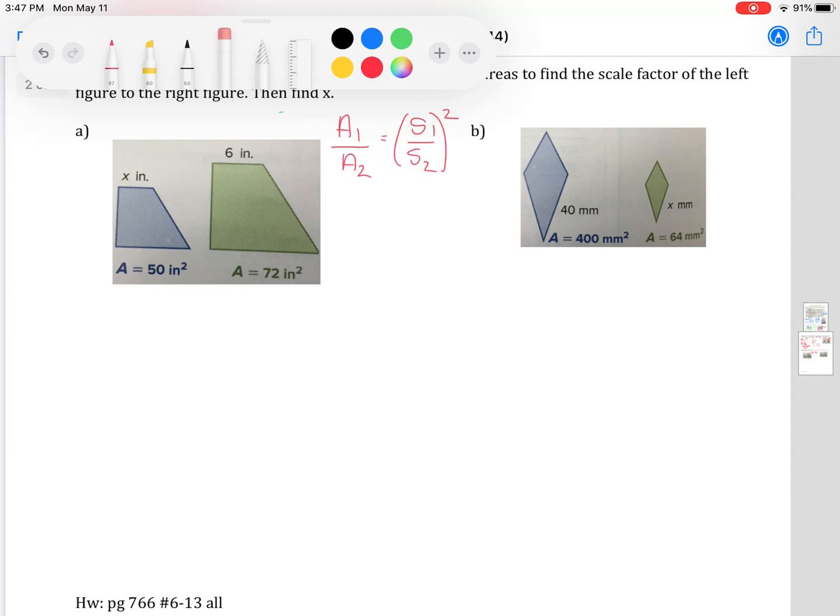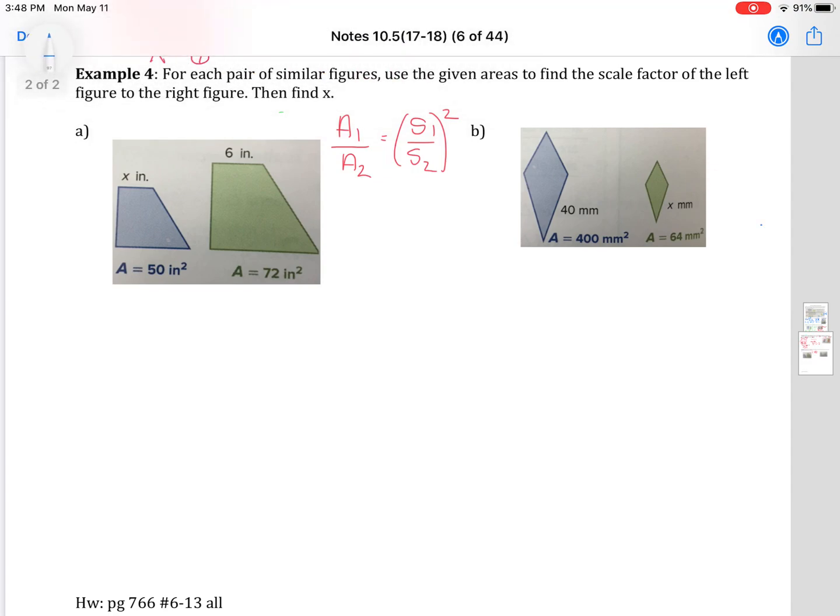All right, let's try 2 more of these. And these are ones that you definitely could try on your own and see if you can get the same answers that I get in my videos. All right, so we know they're similar. Check. We have areas and we have to find sides. So same as what we had above.